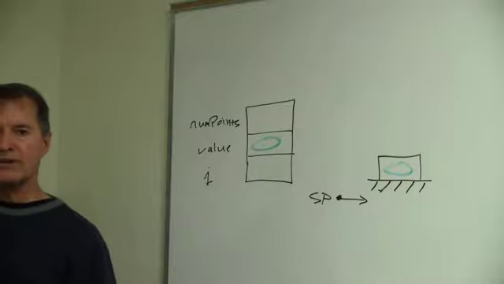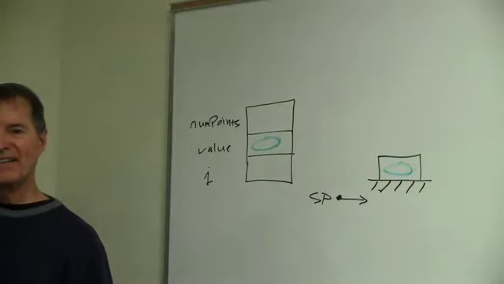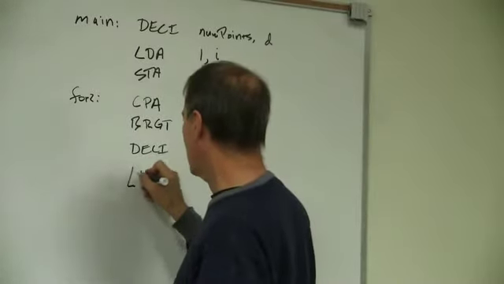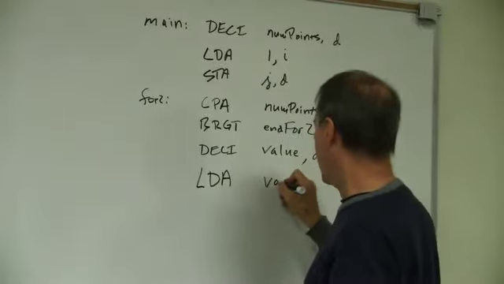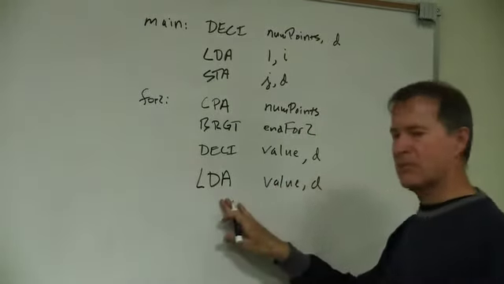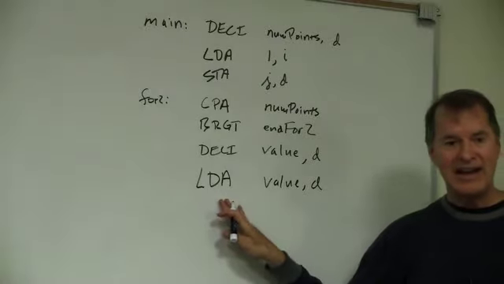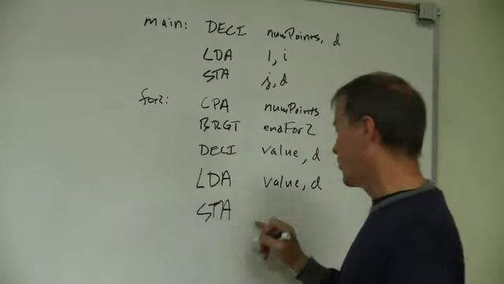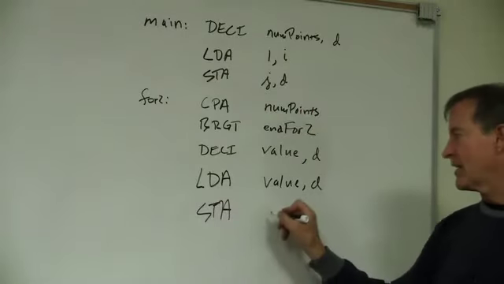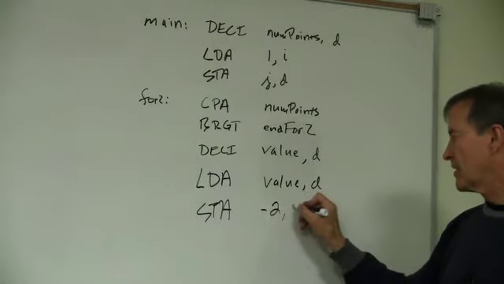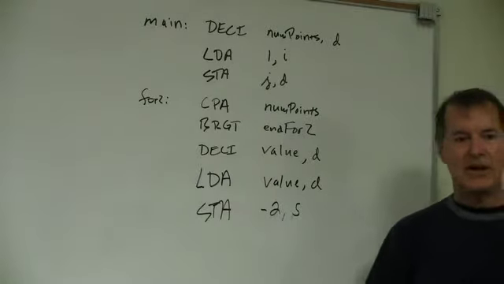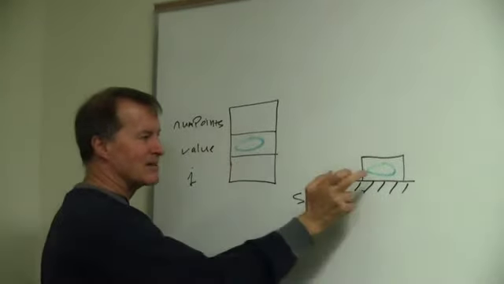So now let's go over here. We load the accumulator with what? Value, direct. That's going to put the value of value in here. And then store accumulator, negative 2, with relative addressing mode. Now, does everybody see over here that that's going to put the value of value into here?